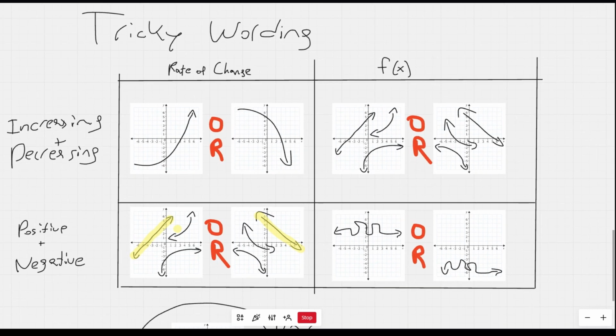Now, very important distinction. When it's in terms of the function, if it's positive, it's just above the x-axis. It is above that line right there. It can do whatever it wants. As long as it's above that line, the function, the y value, is positive. You know what a positive number is. Negative, negative. Right?